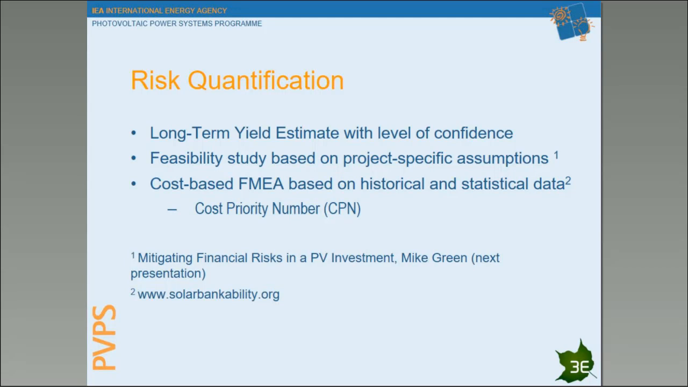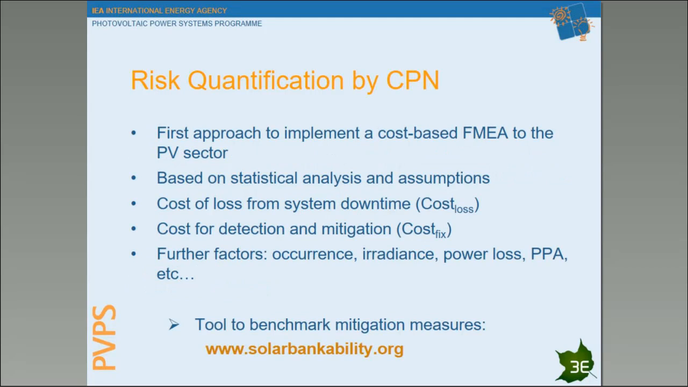But this basically complemented what we did in the IEA PVPS Task 13 group, where we analyzed the long-term yield estimate and its level of confidence. And on the other hand, we also see a feasibility study based on project-specific assumptions that you will see in the next presentation, Mike. So basically, this cost priority number methodology that was developed within the Solar Bankability project was the first approach to implement a cost-based FMEA in the PV sector.